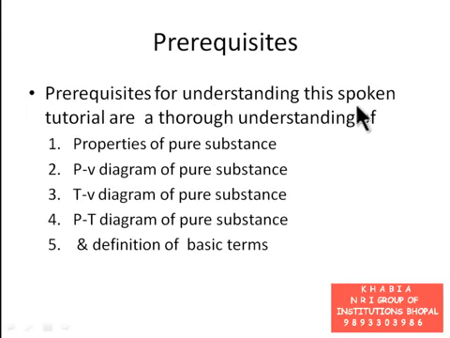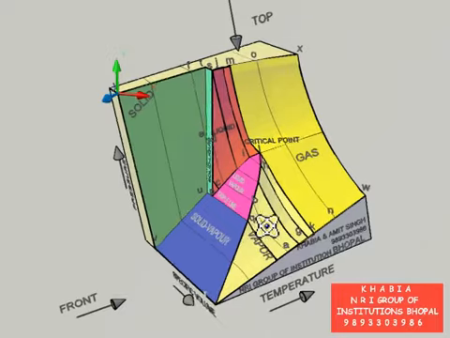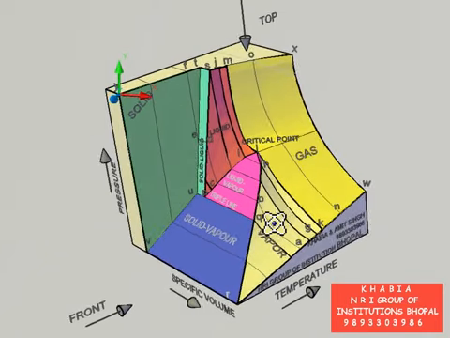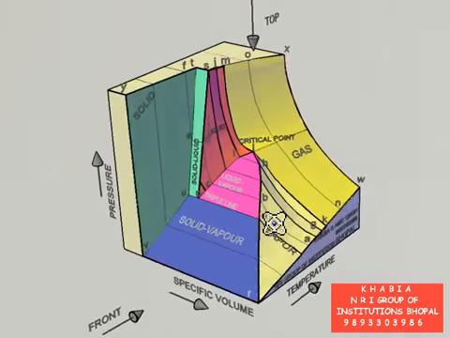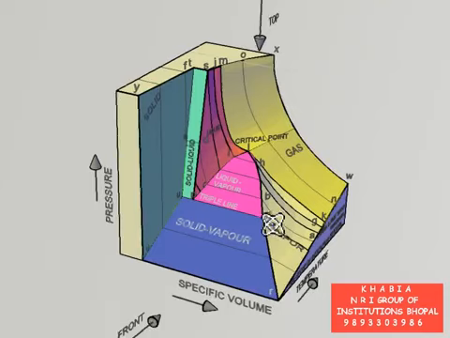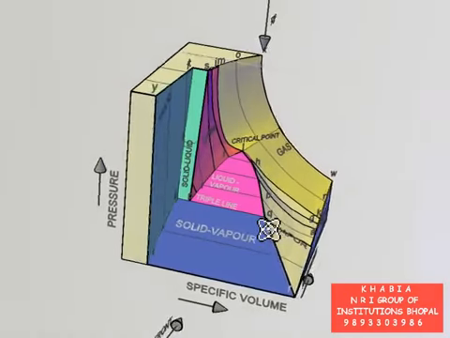Prerequisites for understanding of this spoken tutorial are a thorough understanding of properties of pure substance, PV diagram of pure substance, TV diagram of pure substance, PT diagram of pure substance, and definition of basic terms relevant to behavior of a pure substance. This is the 3D model of PVT surface for a pure substance that contracts on solidifying.